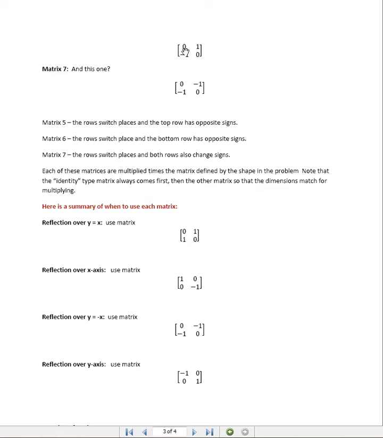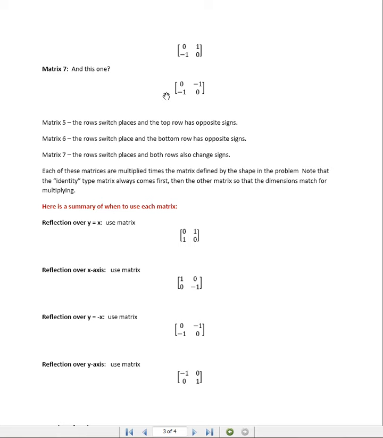Let's look at the next one. We have 0, 1, negative 1, 0. Again, you can see we're still in the switched version, so we're going to have to switch our x and our y axes. And in this case, after we switch them, we want to make our new bottom row have opposite signs of what it had originally. And finally, matrix 7 here.